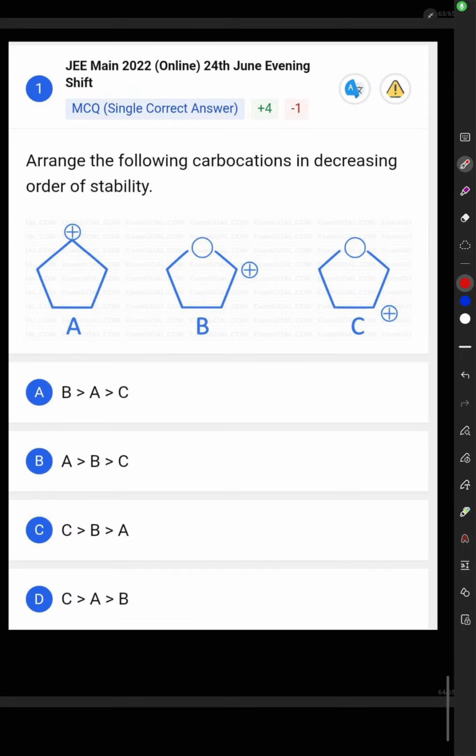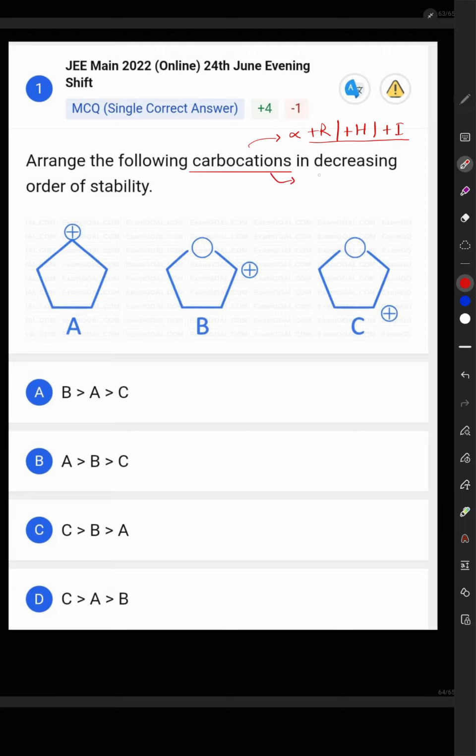We have a good question from JMN 2022, which is about the stability of carbocation. We are provided with the carbocations and we have to arrange them in order of their stabilities. Now this carbocation stability is directly proportional to the positive effects of GOC. That is, it is directly proportional to plus R or plus M. Then it is directly proportional to the positive hyperconjugation and positive inductive effect, right?